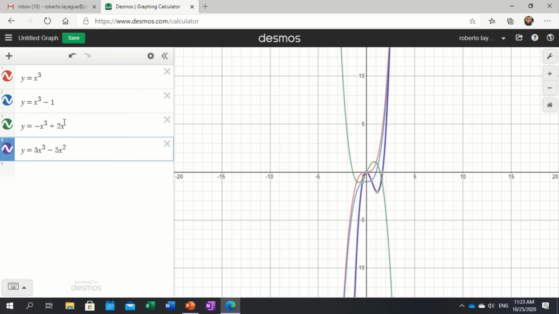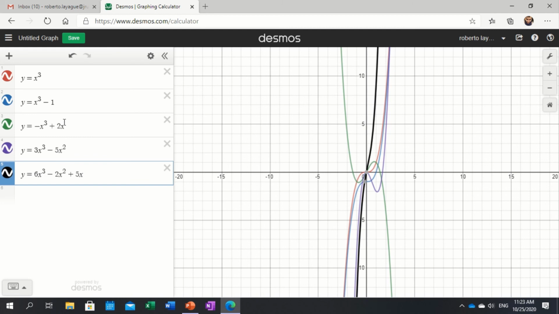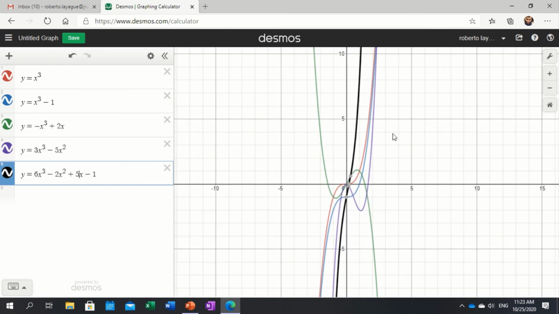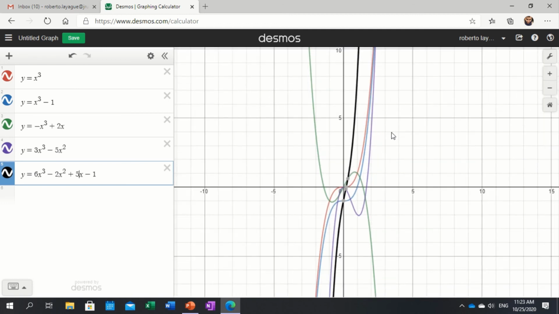And then let's have a cubic function, which is y equal to 6x cubed minus 2x squared, plus 5x minus 1. We're able to see that. It's some kind of like a line, a blocky one. Okay, you can edit this one anytime, so those are different graphs as we could work out with cubic functions.